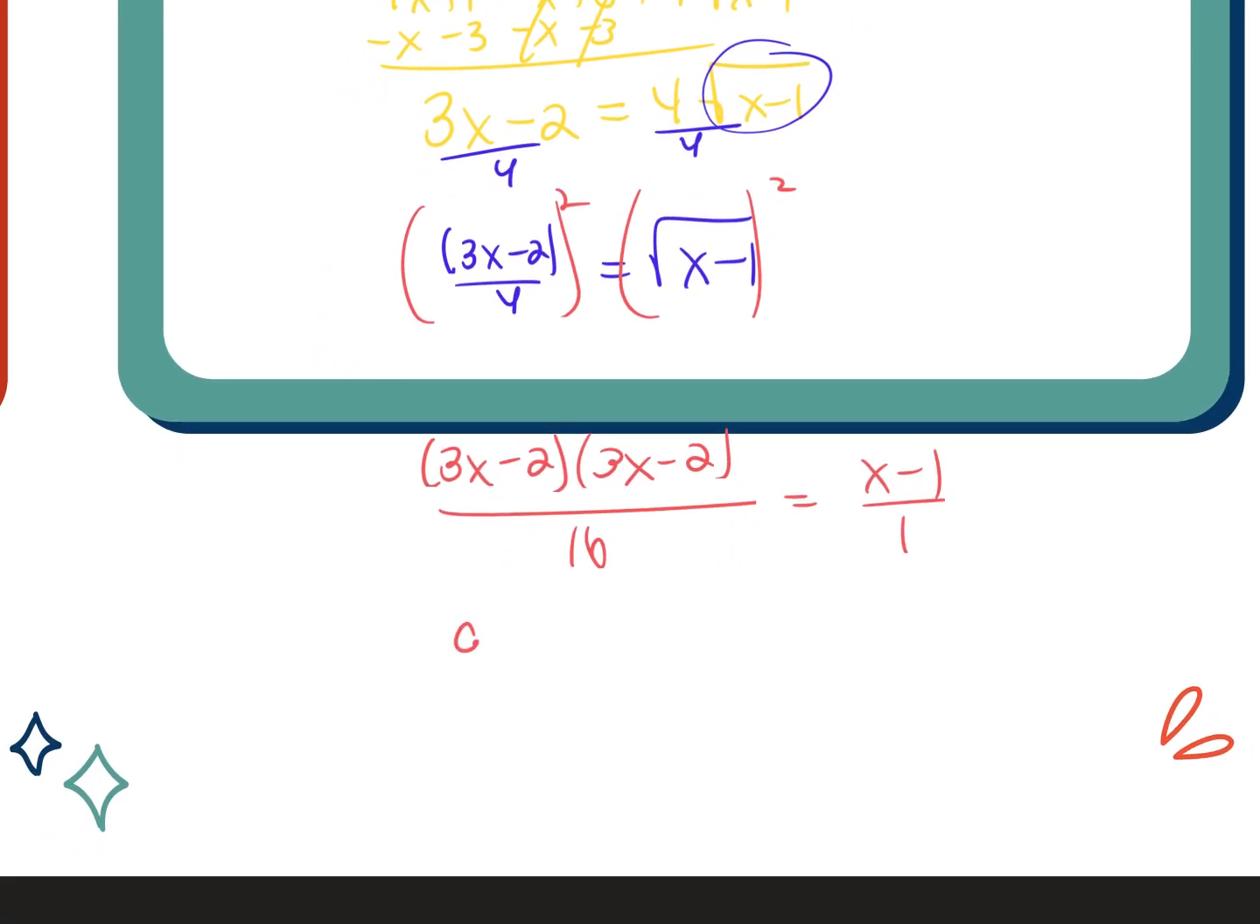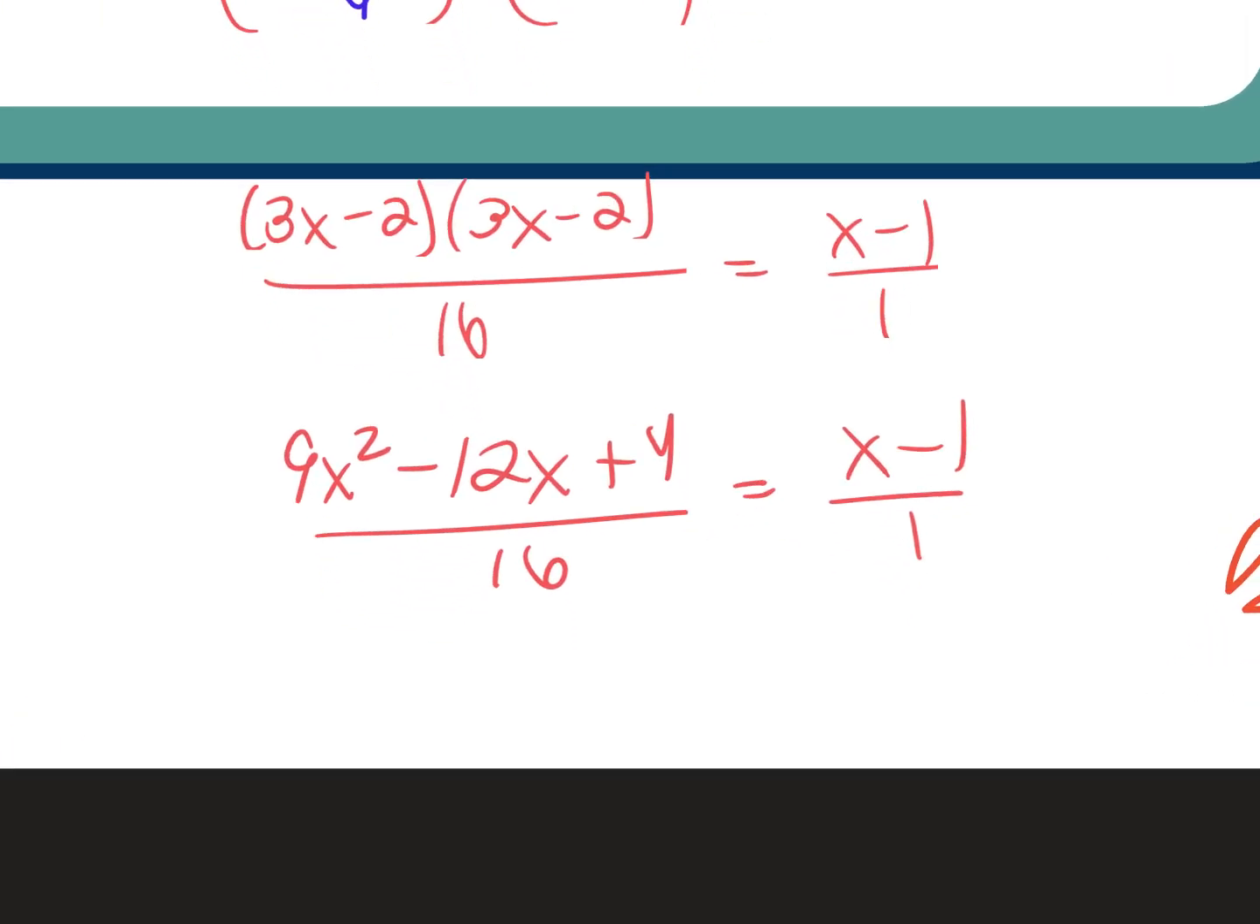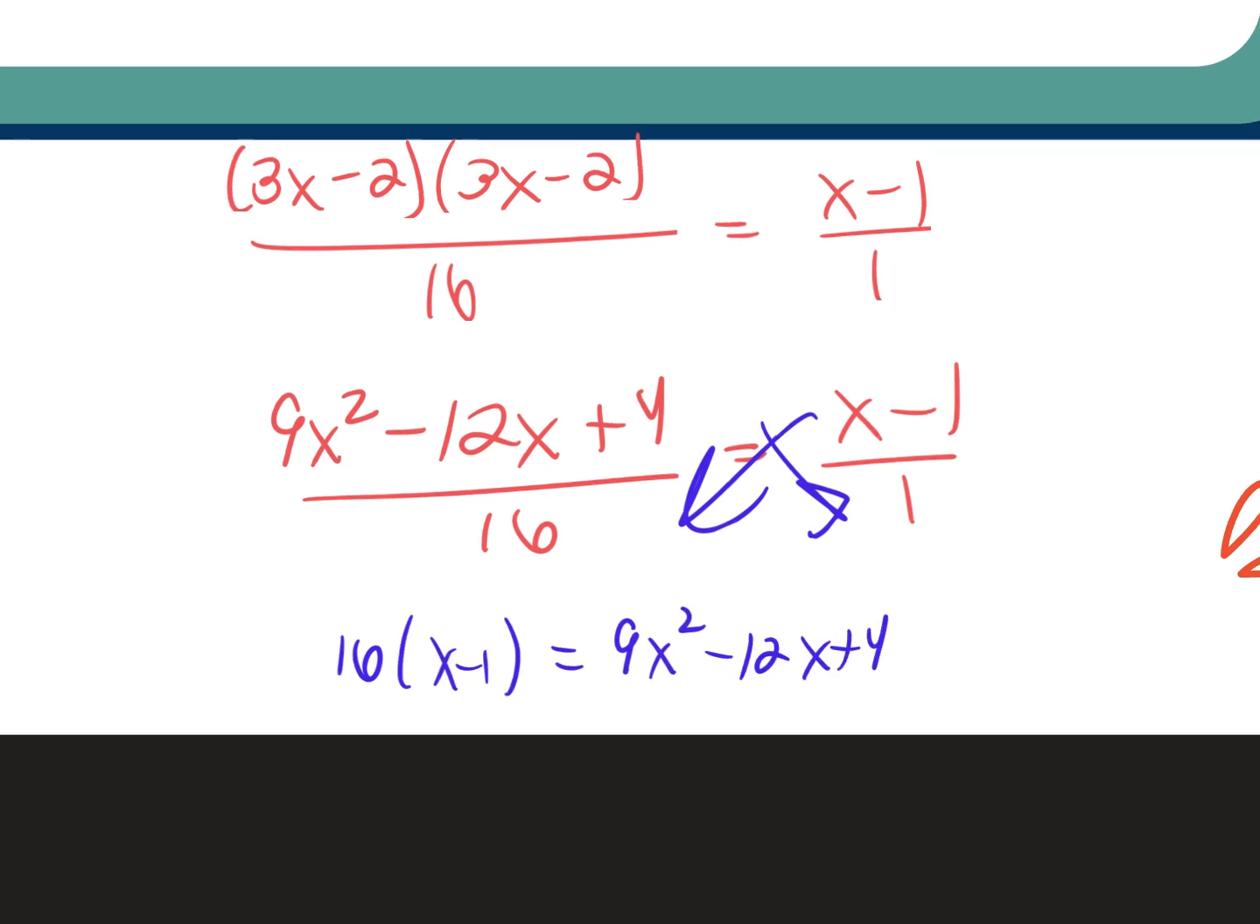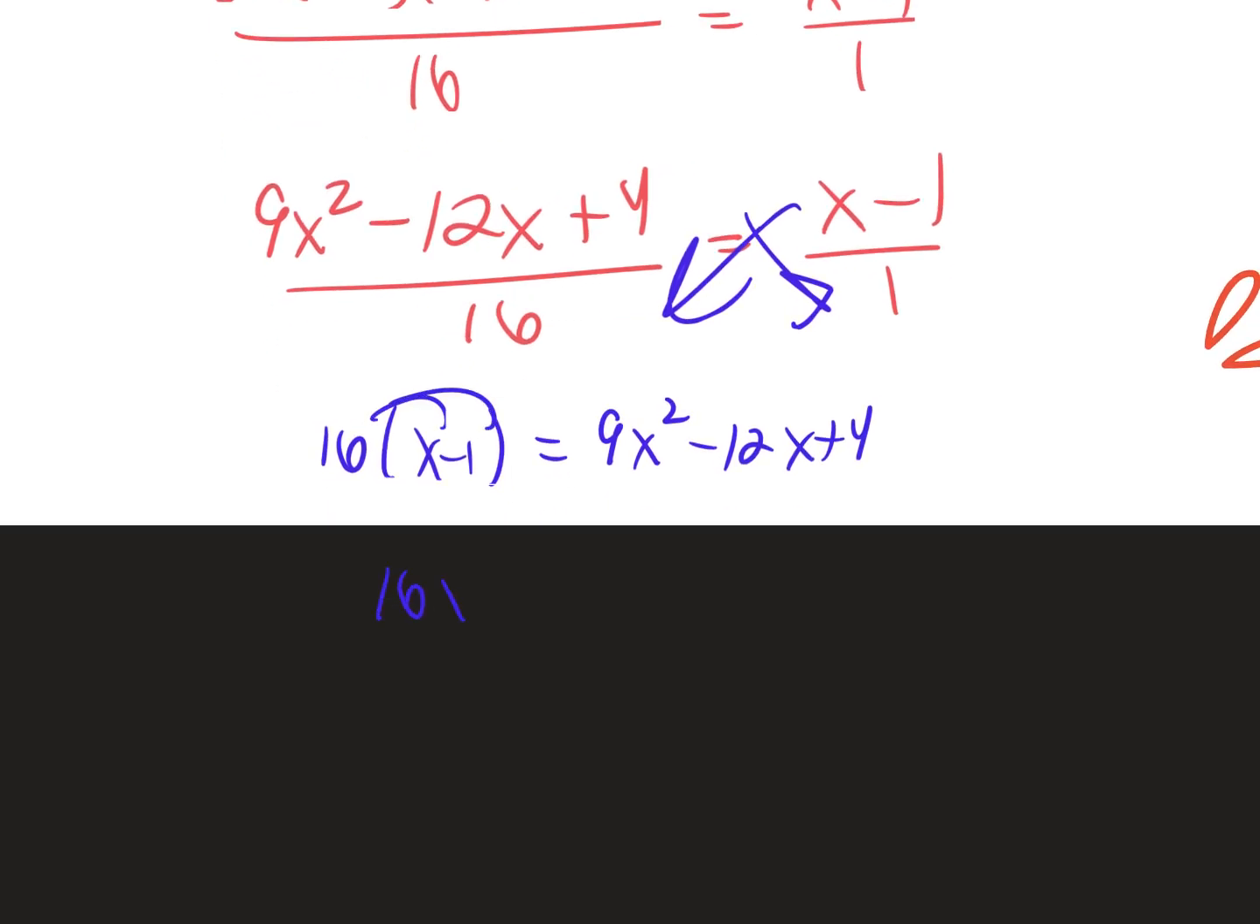FOIL, 3x times 3x is 9x squared. 3x and negative 2 is negative 6x, negative 2 and 3x, so this is going to give me negative 12x. And then I have negative 2 and negative 2 gives me plus 4 over 16 equals x minus 1 over 1. Now I have a fraction equal to a fraction, so we can cross multiply. 16 times x minus 1 equals 9x squared minus 12x plus 4. Distribute, so 16x minus 16 equals 9x squared minus 12x plus 4.